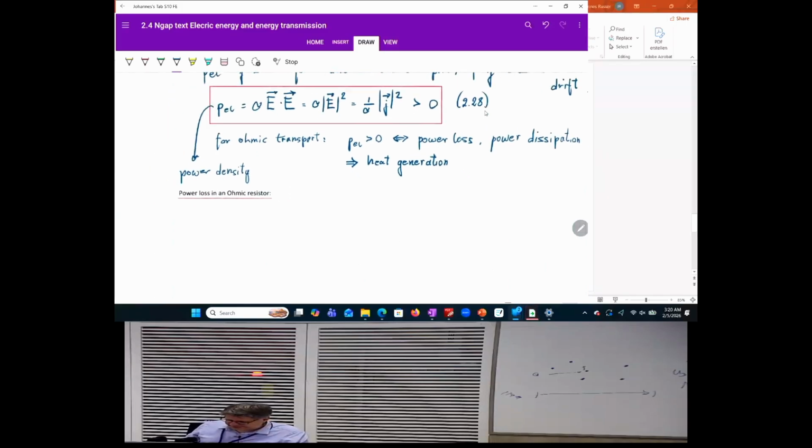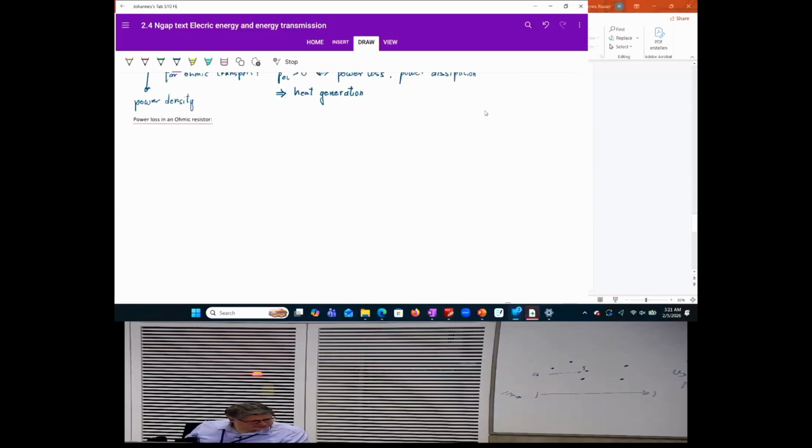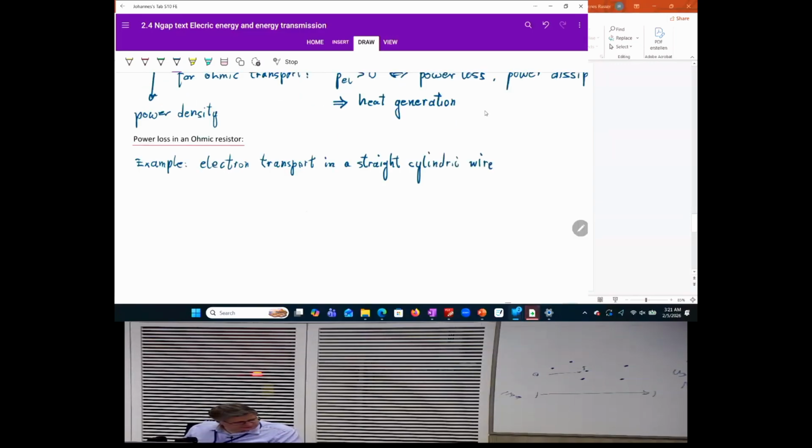Let's look at some example. We want to look at the electron transport in a straight cylindrical wire. This is our wire. So you have at the end and at the beginning a surface of the area A. Inside here you have your current flowing, that's a J.